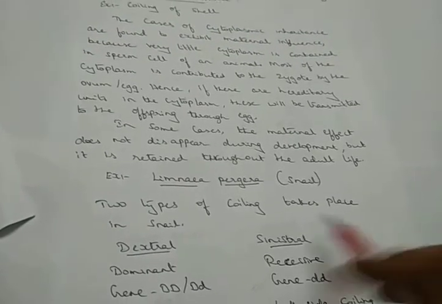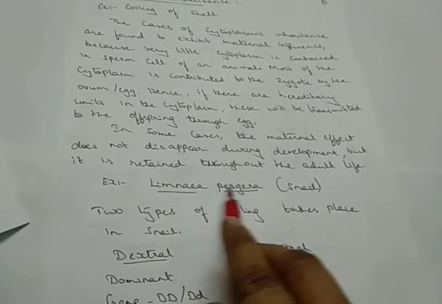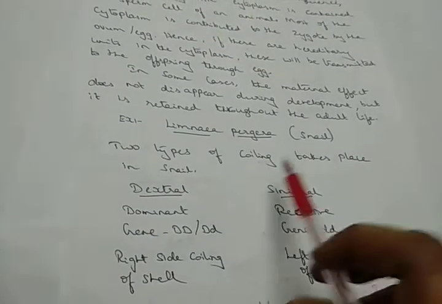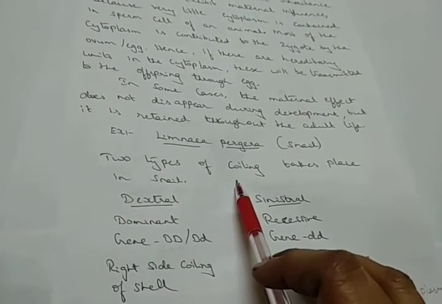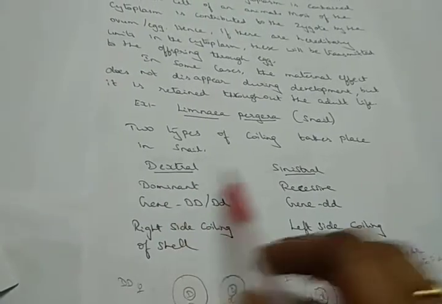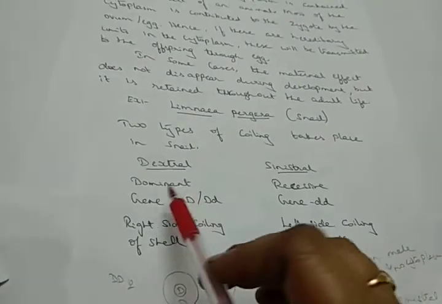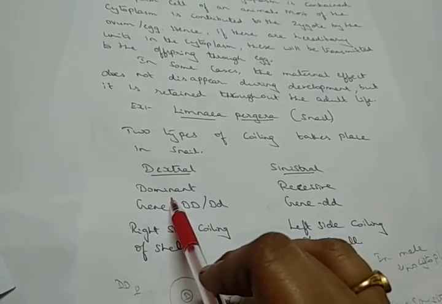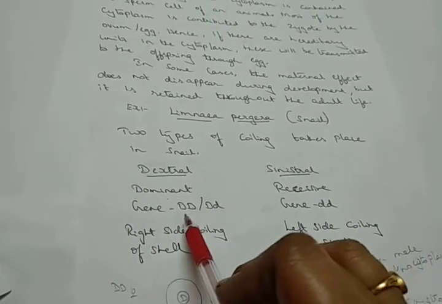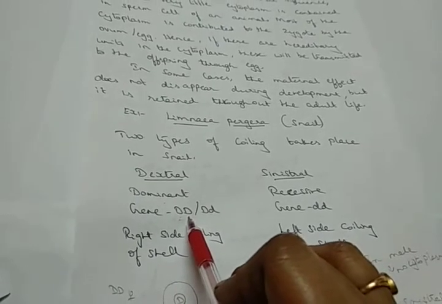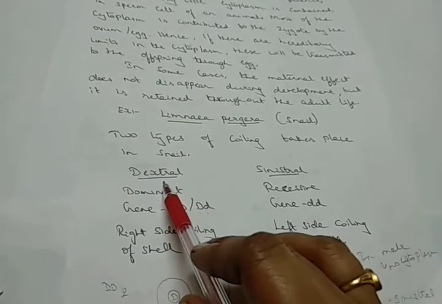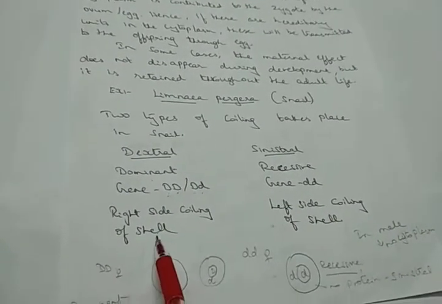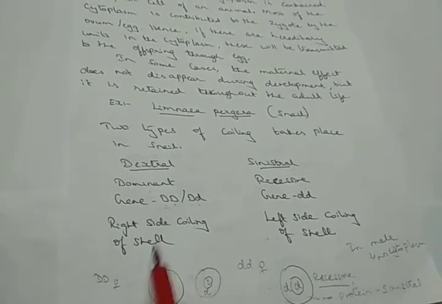So as I told, this is the example, Limnaea peregra, the snail. Here we are taking the coiling nature of the snail. There are two types of coiling which take place in a snail. One is called dextral, the other one is called sinistral. The dextral is dominant, and it has the dominant gene, capital D, homozygous, capital D capital D, and capital D small d, the heterozygous nature. If it is dextral, it means the coiling of the shell takes place from the right side.